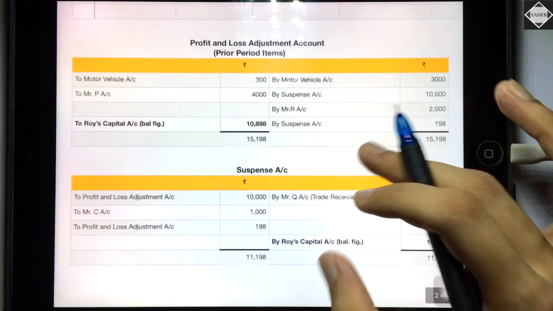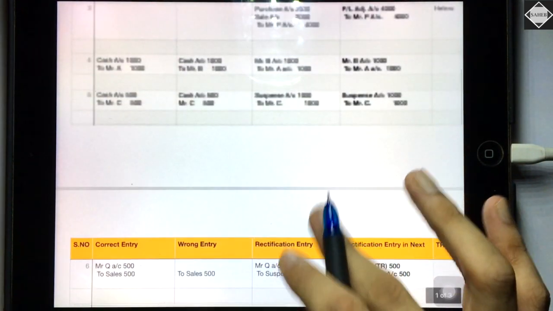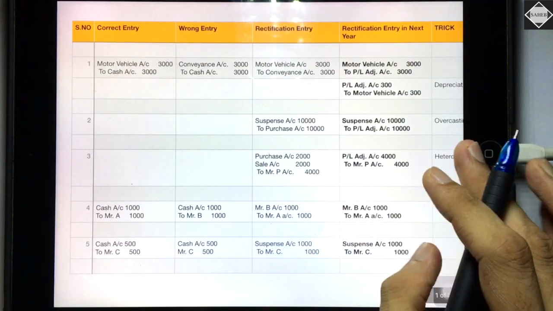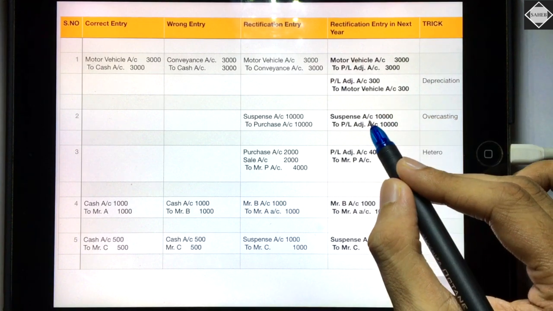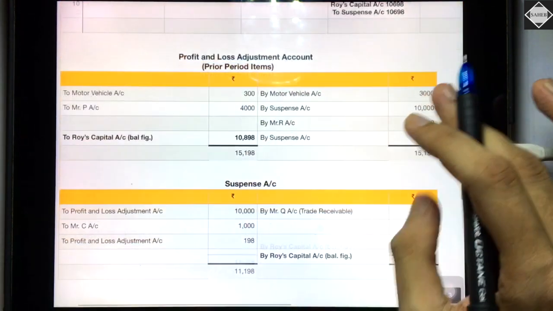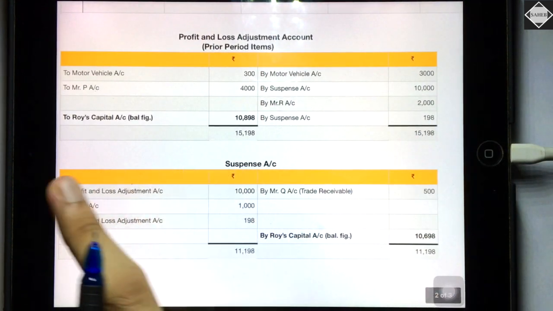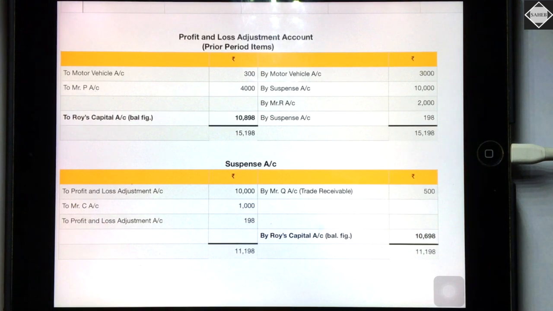See, suspense account. How will you do this? Easy, simple. Just see the journal entries and do the cross postings. Just take it from the journal entries and cross postings. So suspense account, see here, suspense account is getting debited because of P&L adjustment. Go to the suspense account ledger account. Suspense account is getting debited. Write the amount in the debit column, 10,000, because of profit and loss adjustment account.